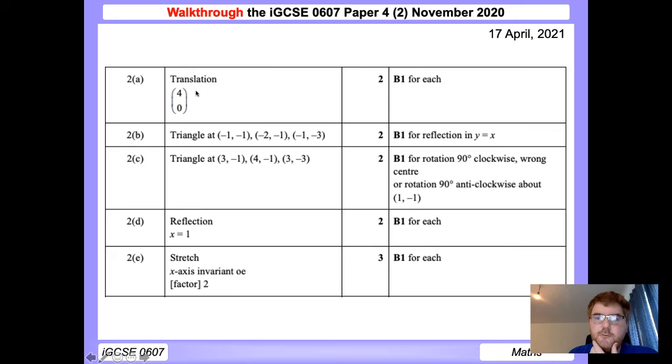So we've got a translation (4, 0). These are the coordinates of the triangle I reflected and rotated. Reflection x equals 1. And then stretch, 1 mark: factor 2 or stretch factor 2, and the x-axis is our invariant line. I put invariant line, but as long as you've got invariant there, that is important.